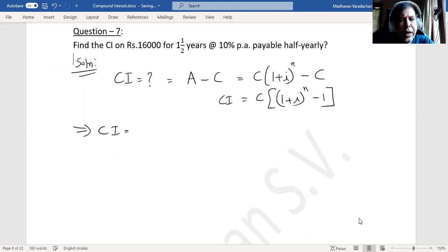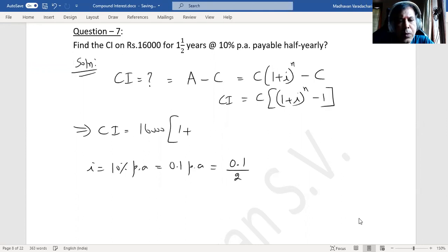Now, the initial investment is given as 16,000 rupees. I is given as 10% per annum, or 0.1 per annum, but it is going to be compounded on a half yearly basis. So 0.1 by 2, which is 0.05 per half year. That will be your I now, and N is 1.5 years.